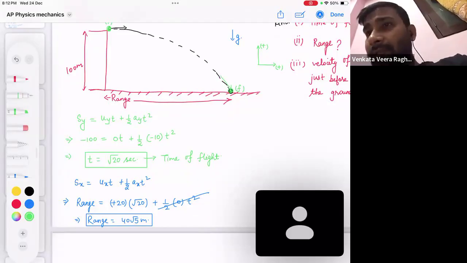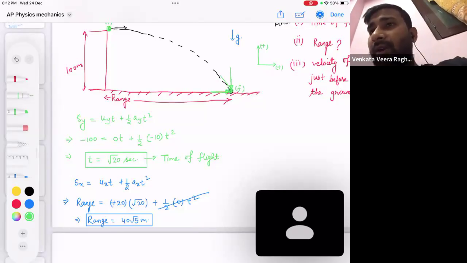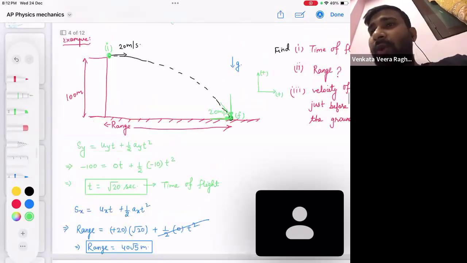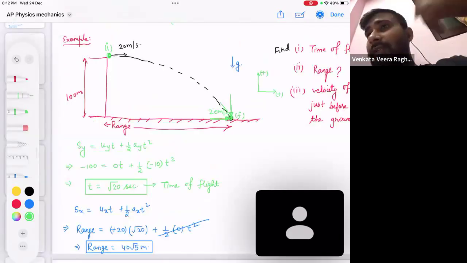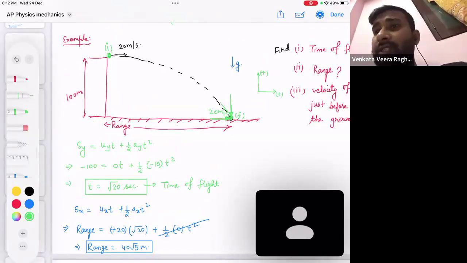When the particle reaches this point, will it have velocity something like this? That means in the final situation, the particle will have two components of velocity, one horizontal, other vertical. Is the horizontal velocity still 20? Please check it. Horizontal, no need to calculate it here, because we don't have any horizontal acceleration. The horizontal velocity will not change.